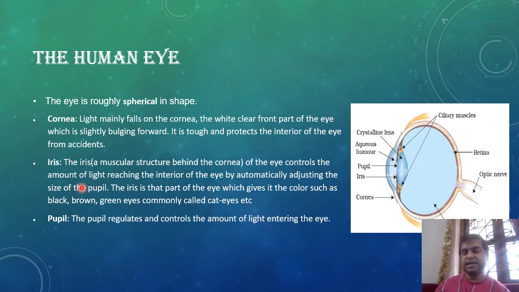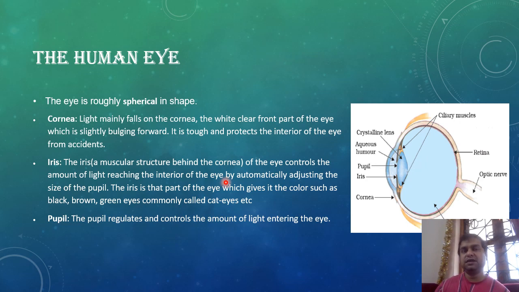So the iris acts like a gate, like a watchman on the gate, and he makes sure who's coming in, how much light is coming in to the eye, depending on the situation. The pupil, on the other hand, regulates and controls the amount of light. Imagine the pupil like a secretary to the eye, wherein he decides how many people will go in to meet the main person, whether five people go in or four people. So in this case, the pupil regulates and controls the amount of light entering the eye.